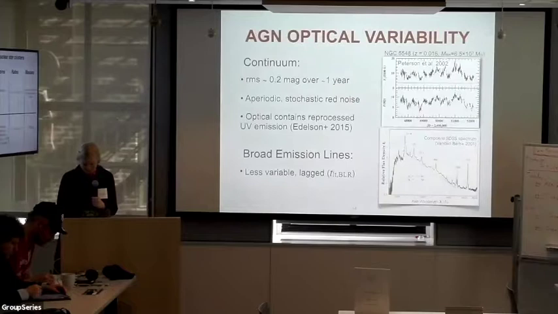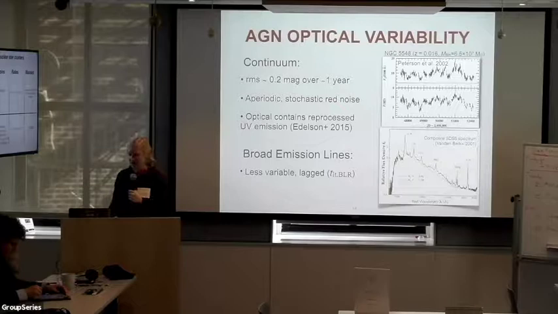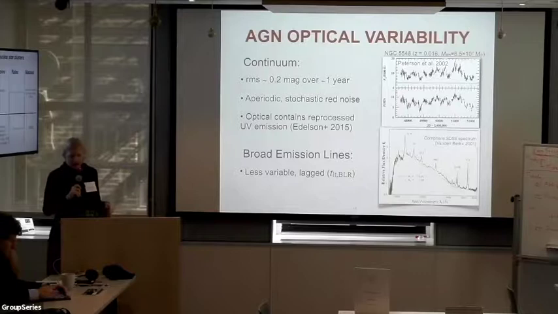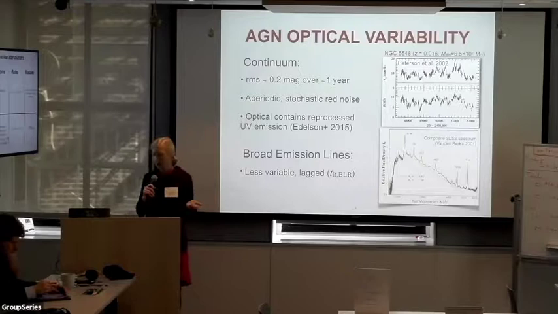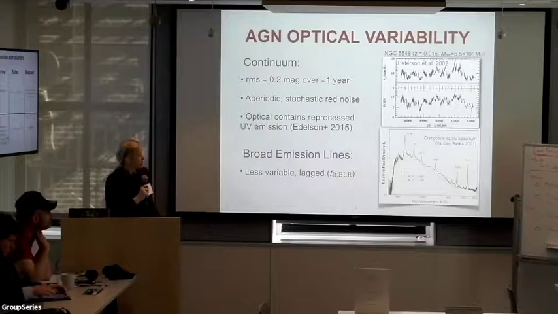So just really quickly, the intrinsic optical variability of AGN is on the order of 20% or 0.2 mags over time scales of months to years. And you can see an example light curve up there in the upper right panel for NGC 5548. And this optical emission, we know, contains some amount of reprocessed UV emission, and this comes from reverberation mapping of the disk, which I'll talk about in a second. And on the lower right hand side, you see the spectrum of a type 1 AGN.